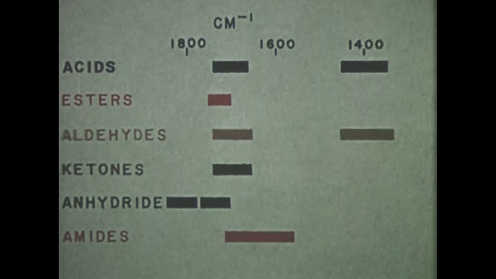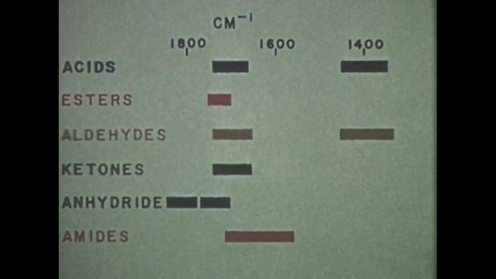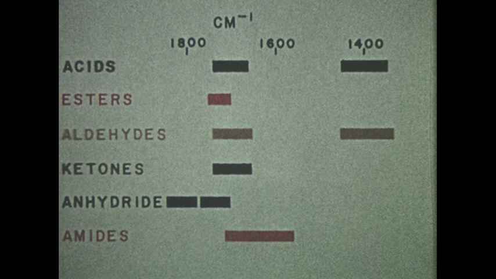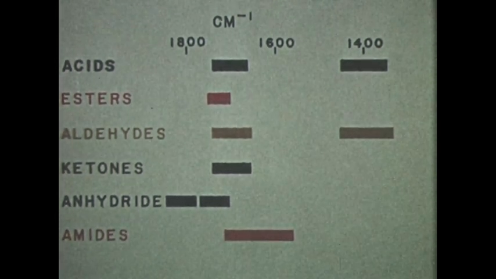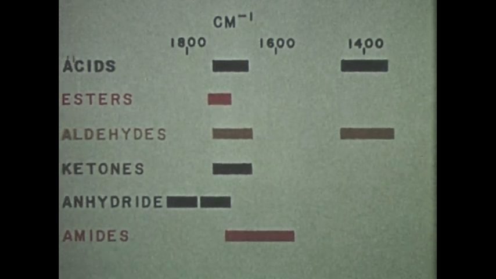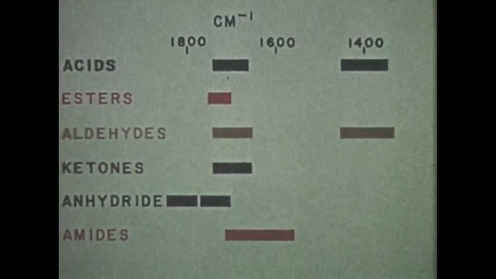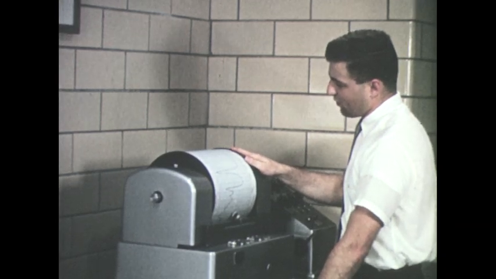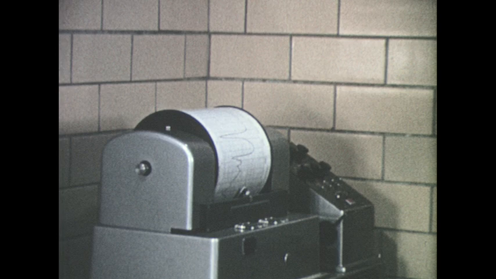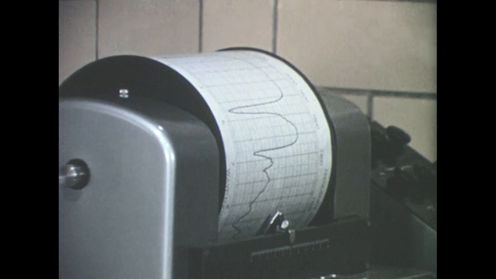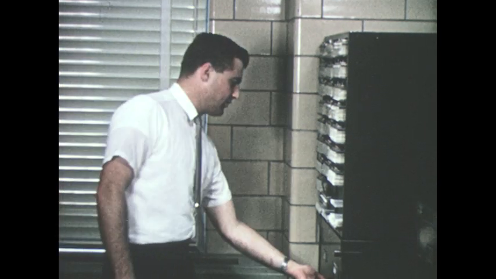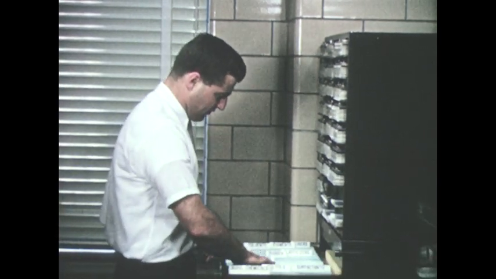All functional groups cause infrared absorption bands at certain definite frequencies or wavelengths. This is a powerful qualitative tool for the organic chemist. Organic compounds are best characterized by their infrared spectra. And large files of infrared spectra are available for comparison purposes.